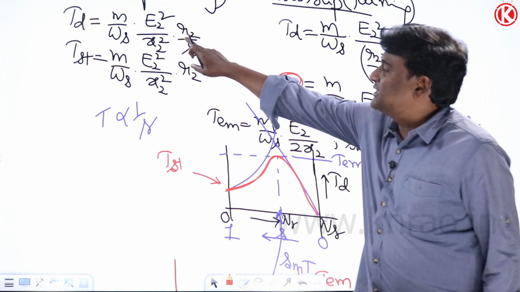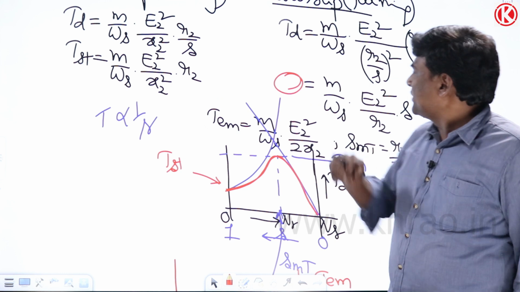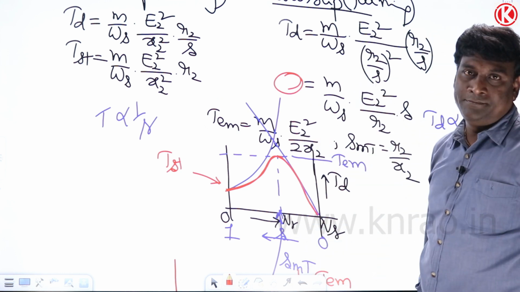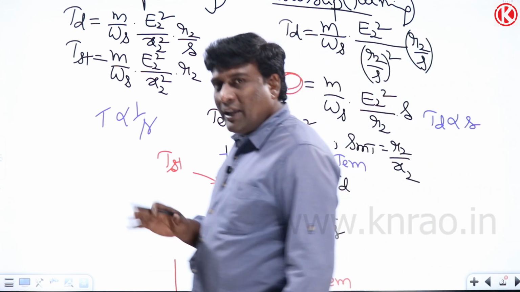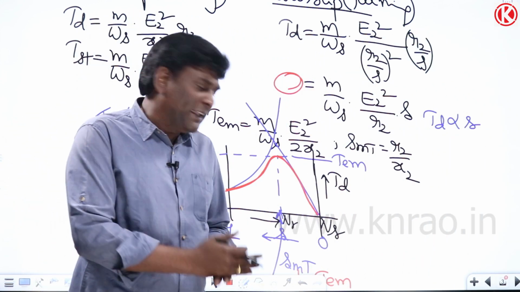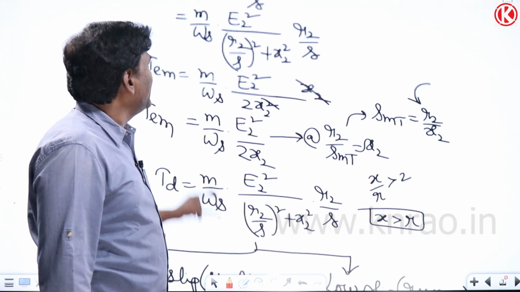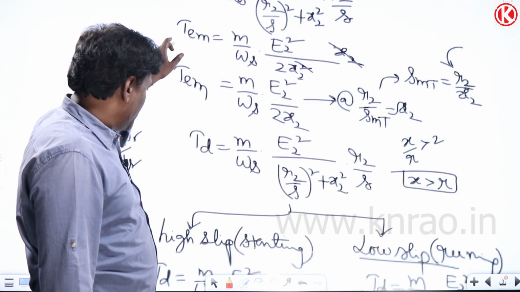So E2 is reduced, so starting torque is reduced, fine. Running torque reduction should not be said, but pull out torque is reduced, fine. Getting my point, right? As of now, even in speed control and braking, we are going to do the same thing.